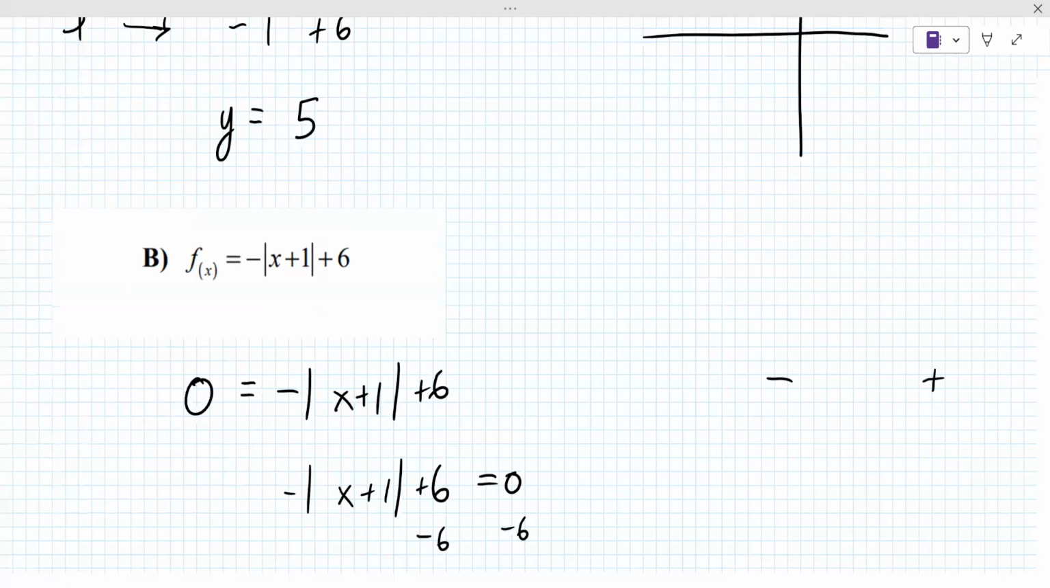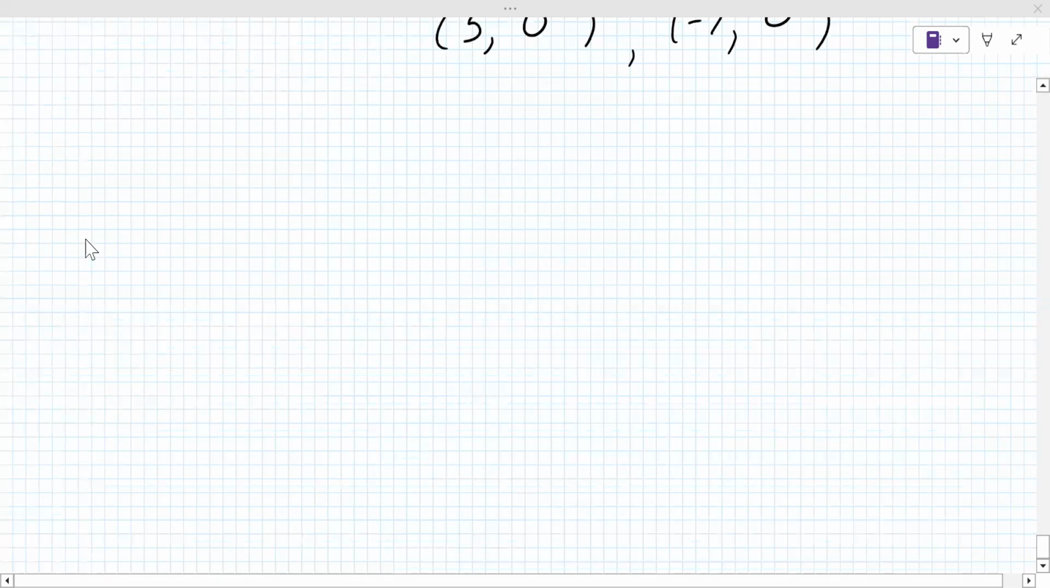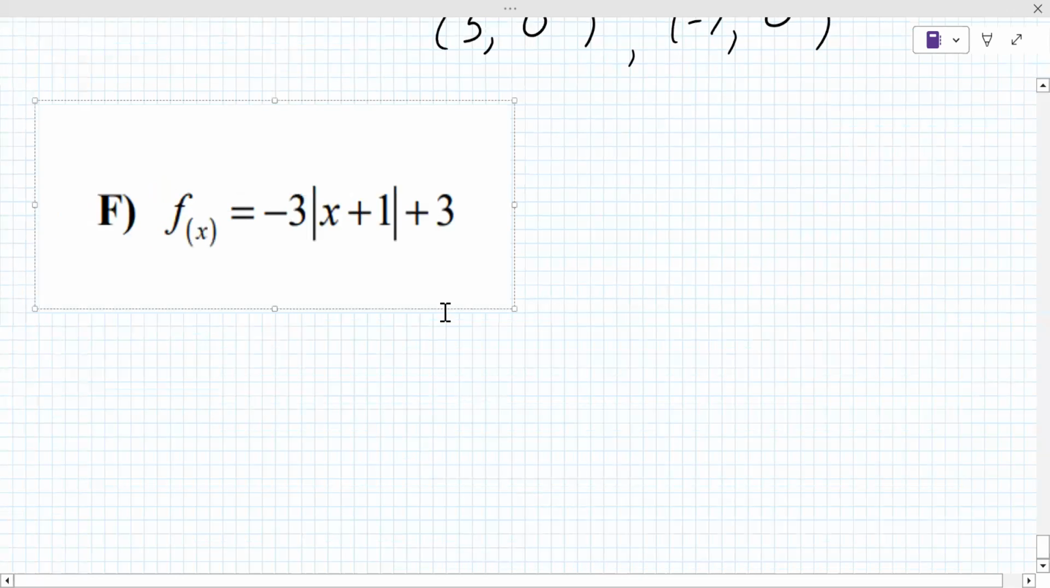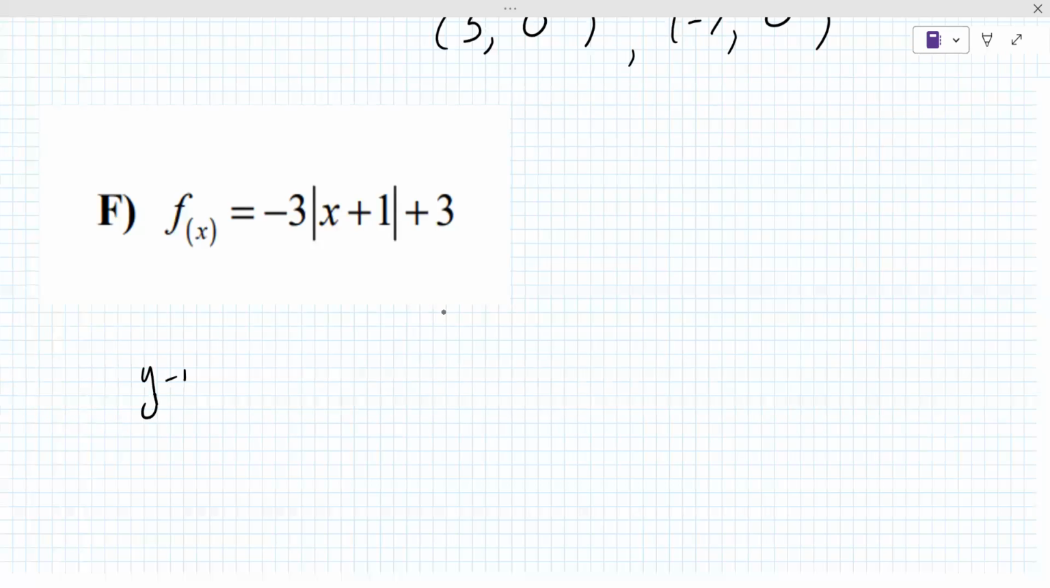All right, so we don't have time for a full question, but we can certainly do a couple of things here on this last one. So new function for you. I want you to first find the y-intercept for us, please.